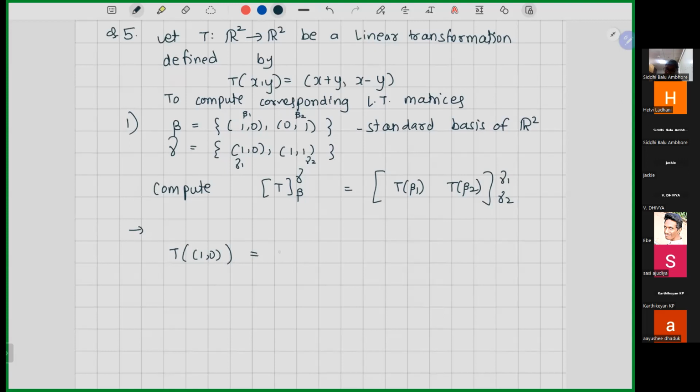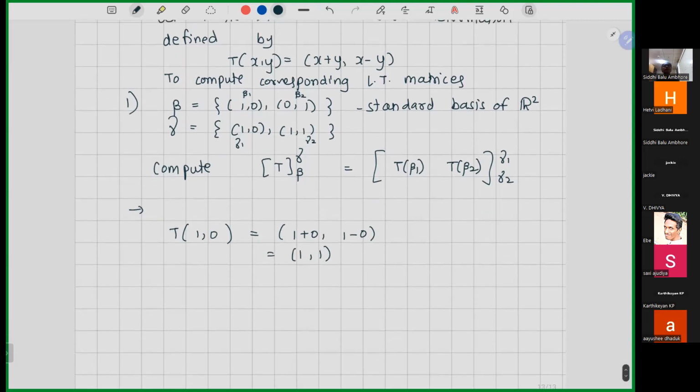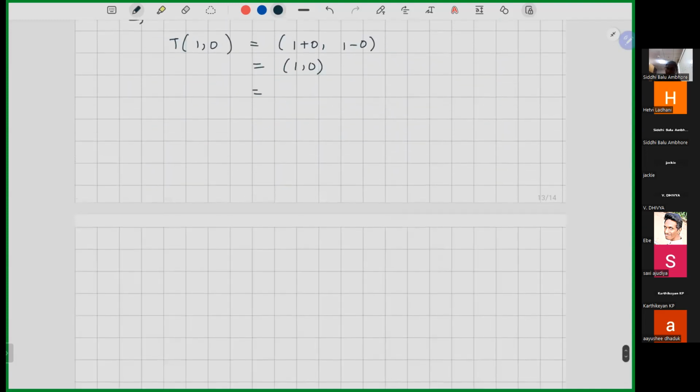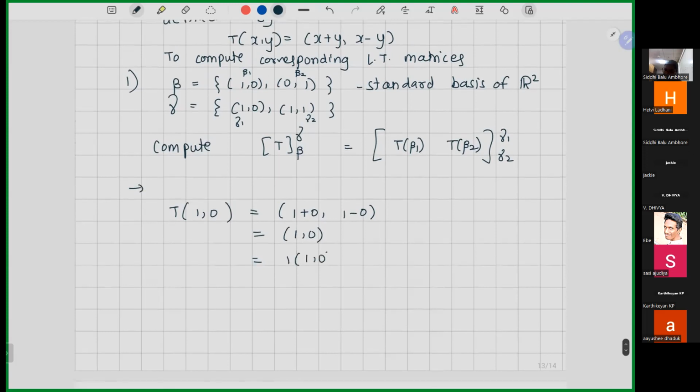And what is it? T of 1 comma 0 is 1 plus 0 comma 1 minus 0, and it is 1 comma 1. Now I want to write this as a linear combination of gamma. How will I write this? This is 1 into 1 comma 0 plus 0 into 1 comma 1.